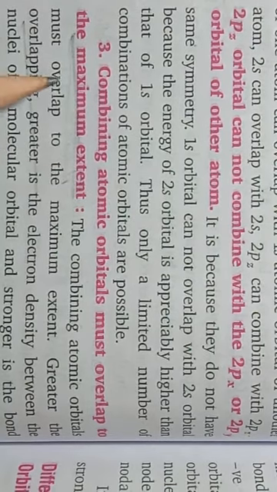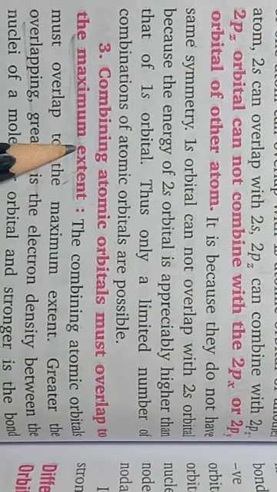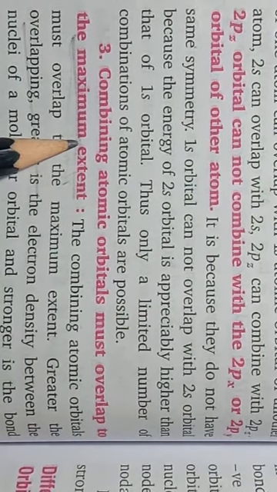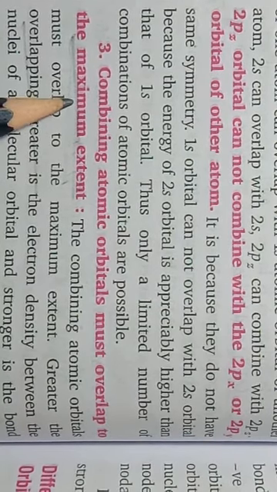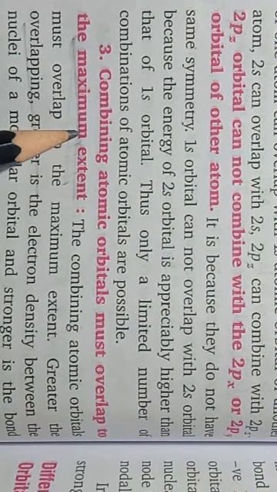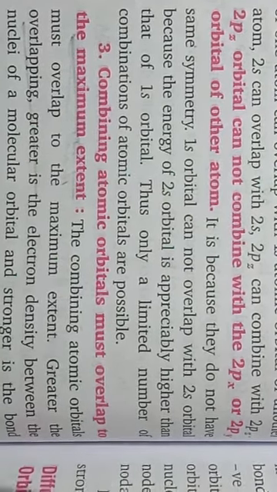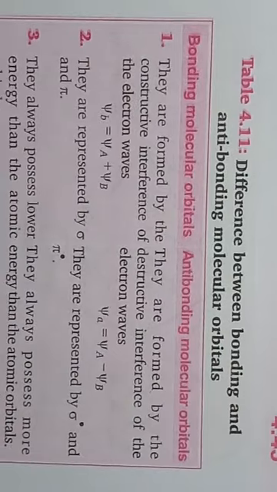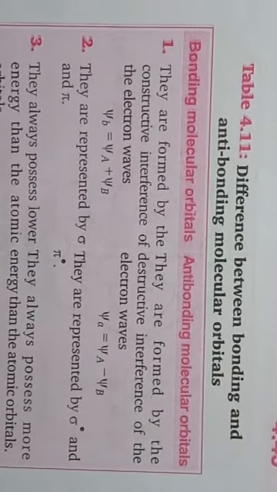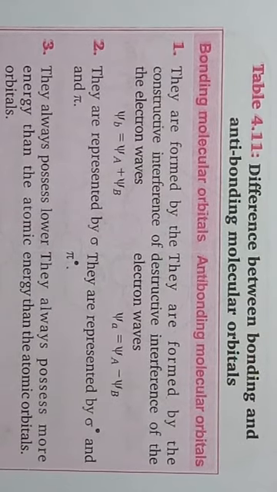So as you know, the extent of overlapping is directly proportional to the stability of the bond. Okay, so if the overlapping is maximum, the stability of the related bond will also be higher. Then next we will discuss the difference between bonding and anti-bonding molecular orbitals. Okay, students. So, difference between bonding and anti-bonding molecular orbitals.